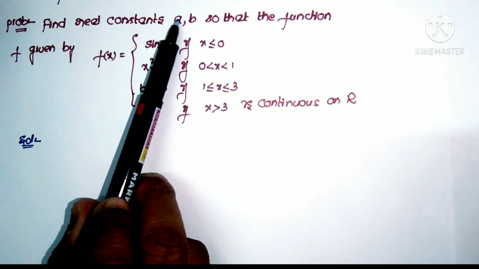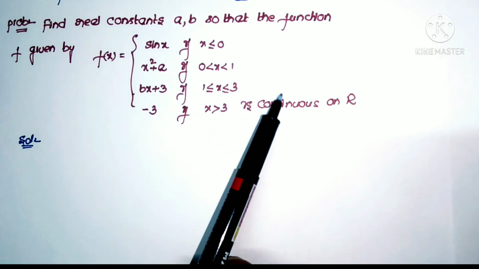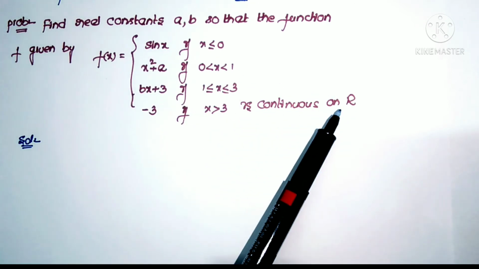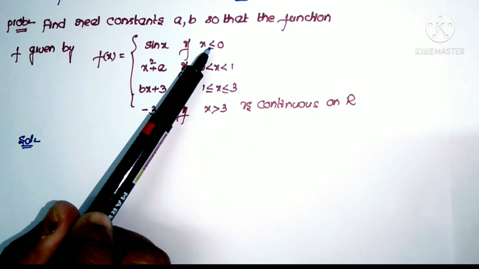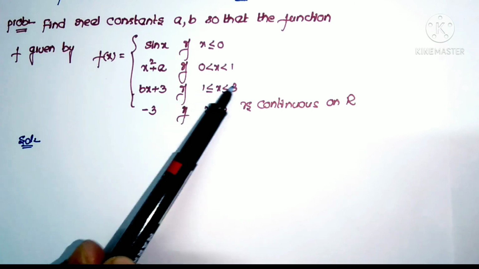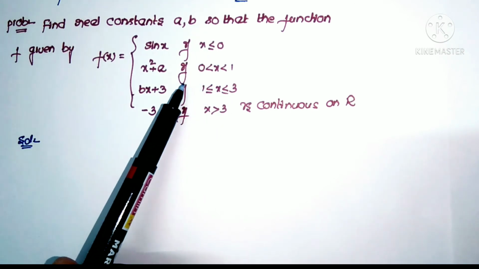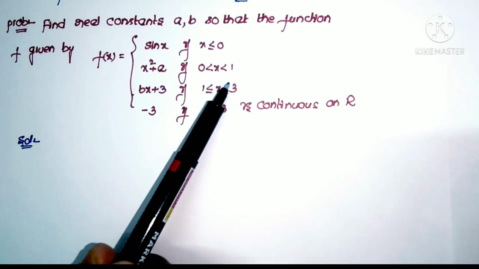Now we have to find these two constants values. So given that the function is continuous on R. Continuous on R means continuous at every real number. That is, the function is continuous at x is equal to 0, x is equal to 1, x is equal to 3. So we take that this is a continuous function at x is equal to 0, 1 and 3.